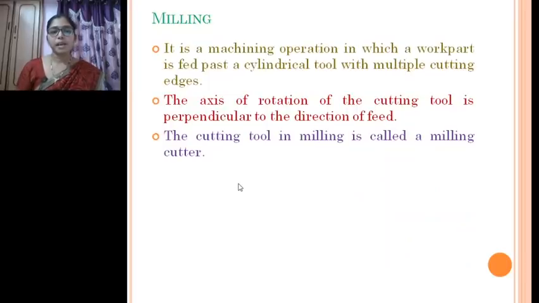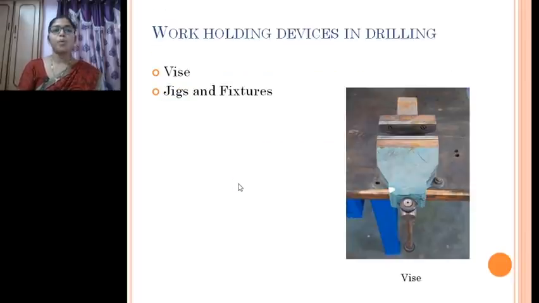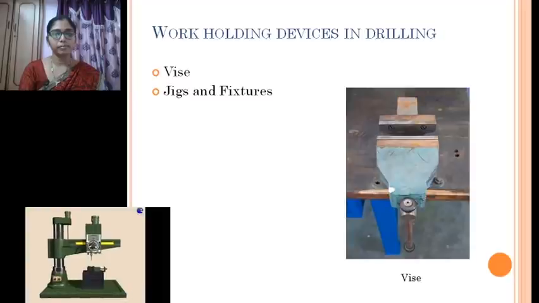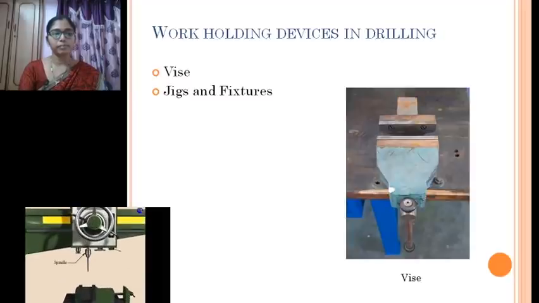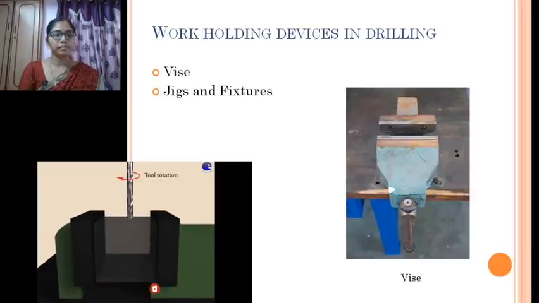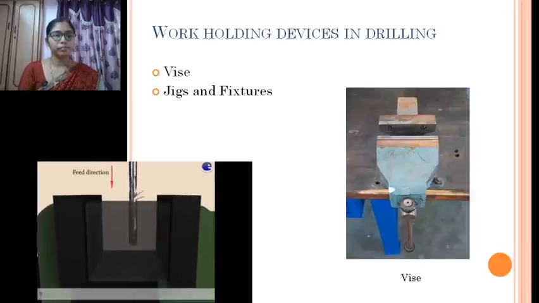Right. So next, before going to the milling operation, we would like to see how the different operations are performed and how they are placed in a drilling press. This is a basic drilling operation to produce a circular hole.